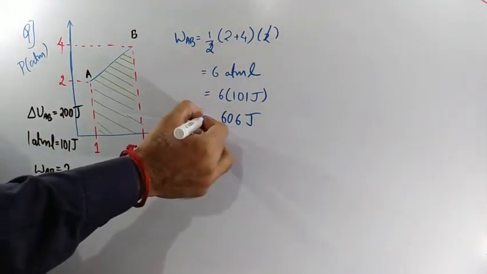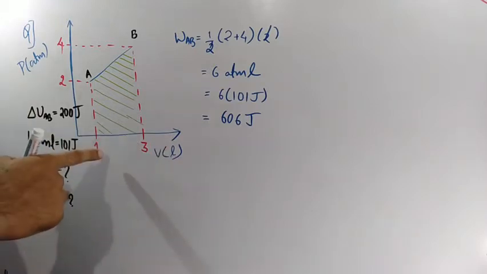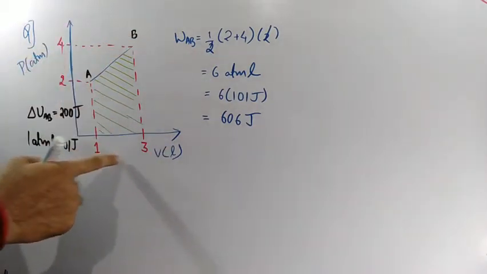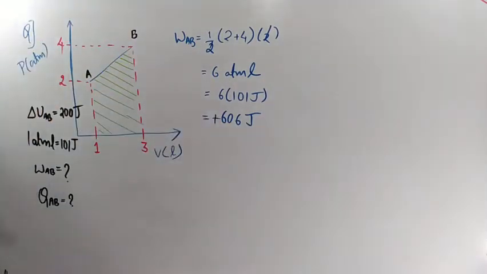So what is the sign convention over here now? Either I should write plus 606 joules or minus 606 joules. How to write sign of work done? If volume is increasing means positive. From A to B, volume increases from 1 liter to 3 liter, so the work done value will be positive, remember. Now this one we should calculate: QAB, that means heat given to the system in the process AB. How to calculate QAB? Can anyone tell me?